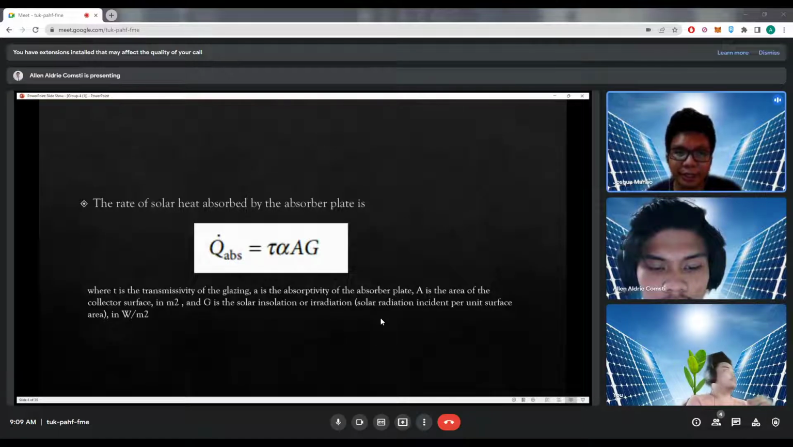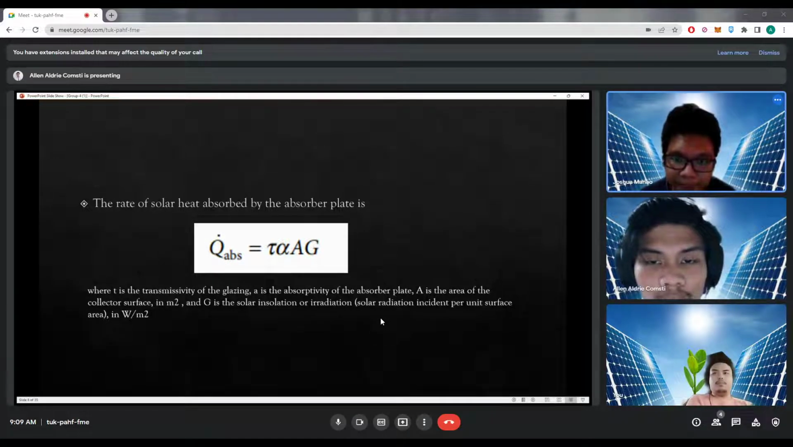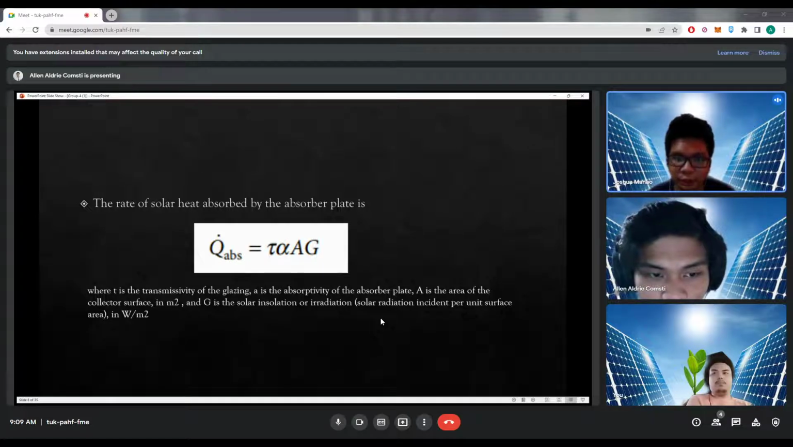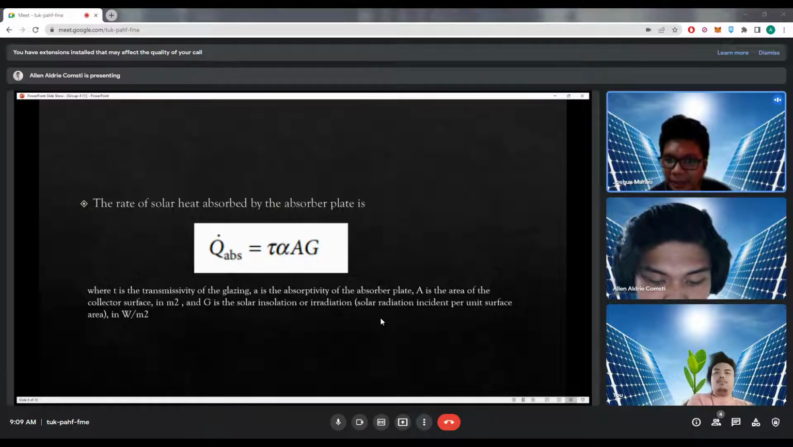So the formula for the rate of solar heat absorbed by the absorber plate is Q_abs equals tau alpha A G, where tau is the transmittivity of the glazing, alpha is the absorptivity of the absorber plate, A is the area of the collector surface in meters squared, and G is the solar insolation or irradiation, the solar radiation incident per unit surface area in W over meter squared.